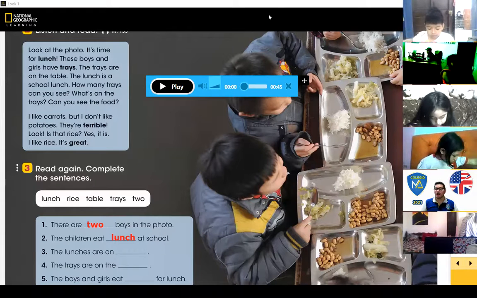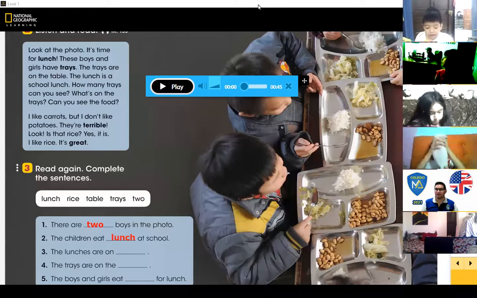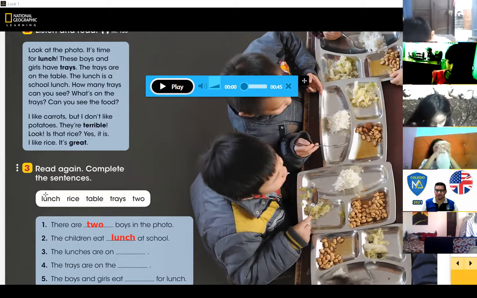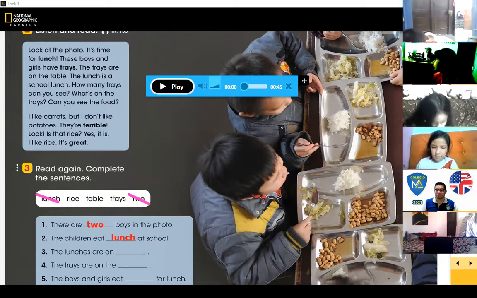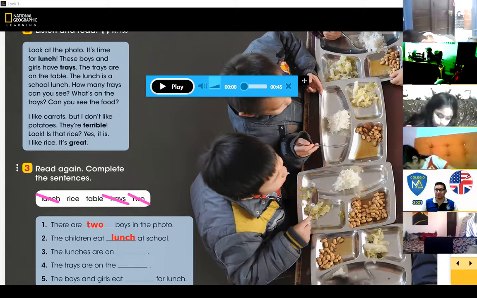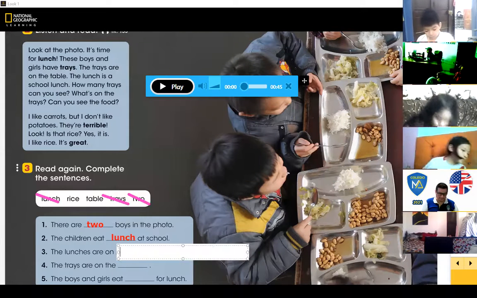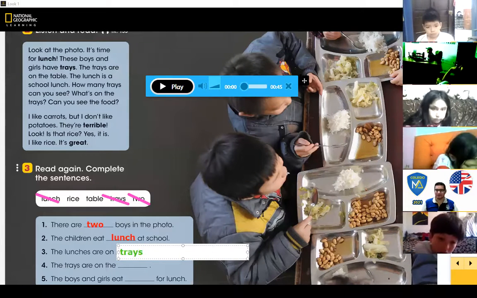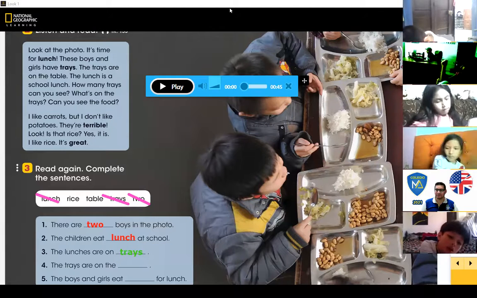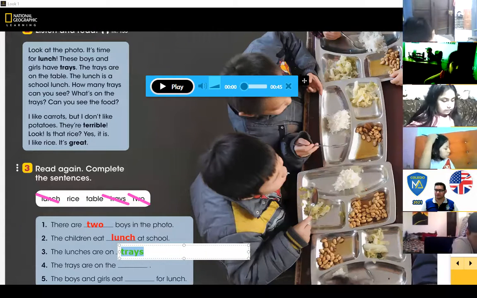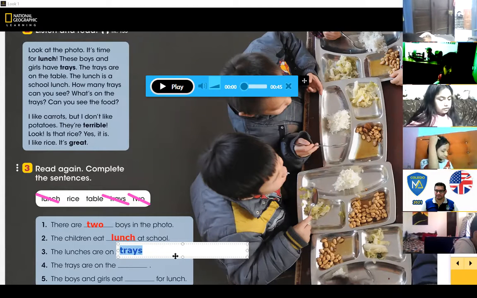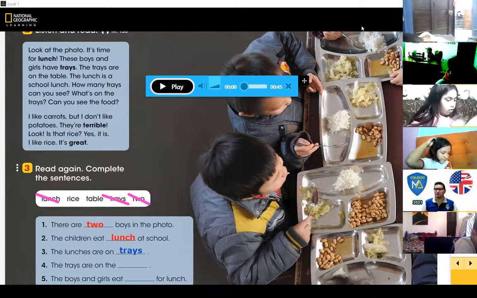Now, number three. The lunches are on. Where are the lunches? Rice. Ah, very good, ¿no? The lunches are on trays, definitivamente. Los almuerzos están en bandeja, right? The lunches are on trays. Oh, my God. I'm going to change the color of this. It's not good. Yeah, there it is. The lunches are on trays.